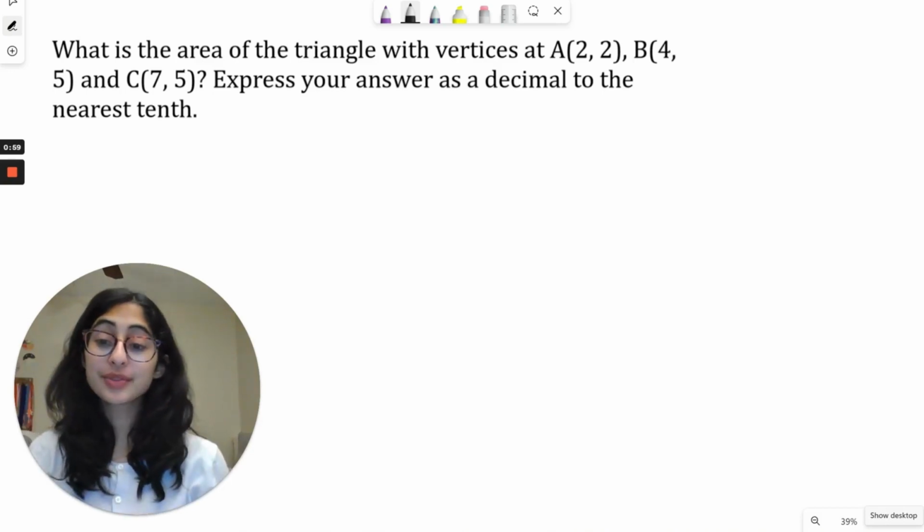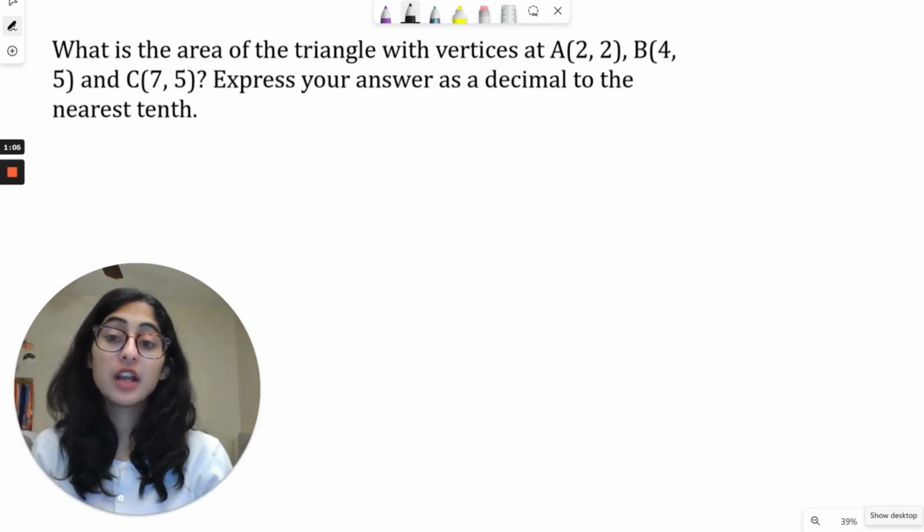Alright, so this is question 3 of the week 6 sprint handout, and it says, what is the area of the triangle with vertices at (2, 2), (4, 5), and (7, 5)? And we need to express our answer as a decimal to the nearest tenth.